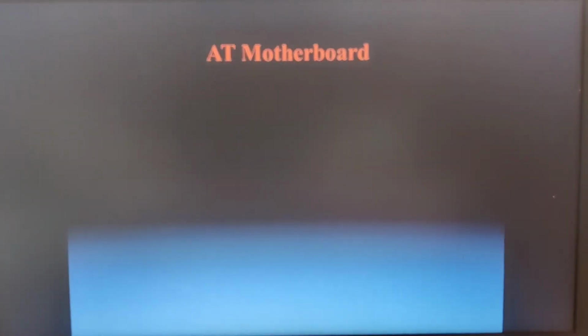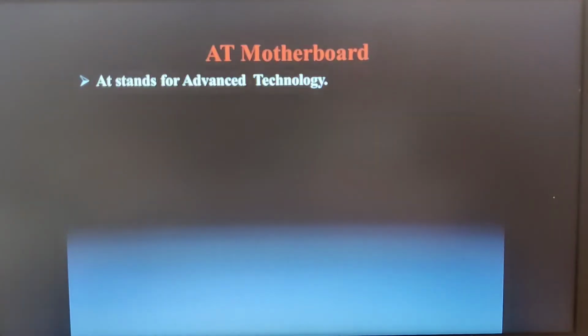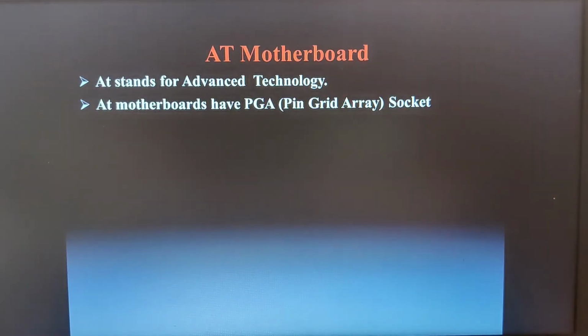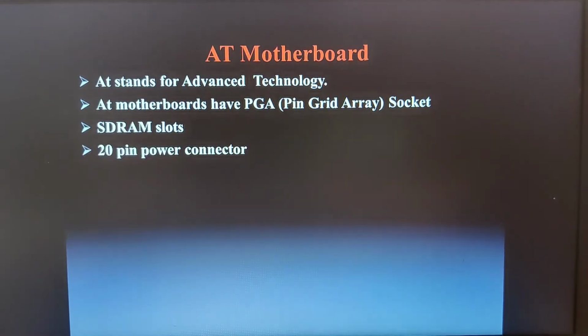So this AT motherboard stands for advanced technology. So this AT motherboard consisting of PGA socket, that is pin grid array socket, and it consists of SDRAM, that is synchronous dynamic random access memory slot, and then it consists of 20-pin power connector. It consists of PCI slots, that is PCI stands for peripheral component interconnect slot, and it also consists of ISA slot, industry standard architecture slot.